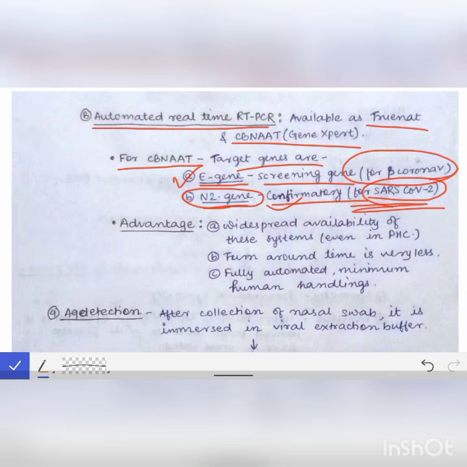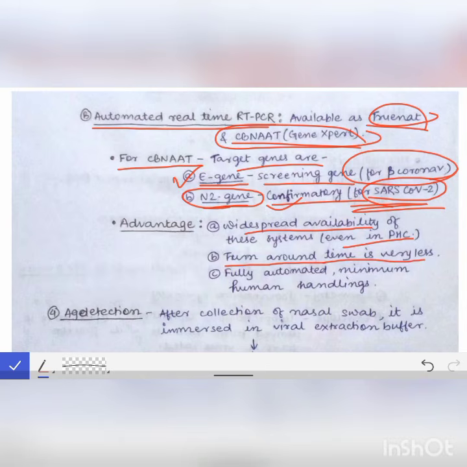What is the advantage of this automated real-time PCR by TrueNat and CBNAAT or Gene Xpert over the real-time RT-PCR, which is the gold standard method? The advantage is that these machines have widespread availability, even in the primary healthcare centers. These TrueNat and CBNAAT machines are found there. The other advantage is that the turnaround time is very less. These are fully automated, and minimum human handling is required.